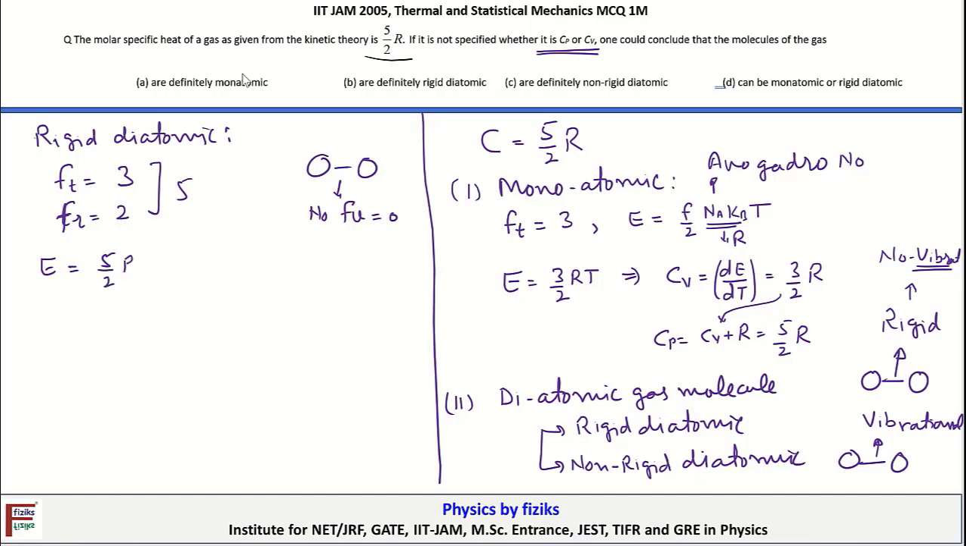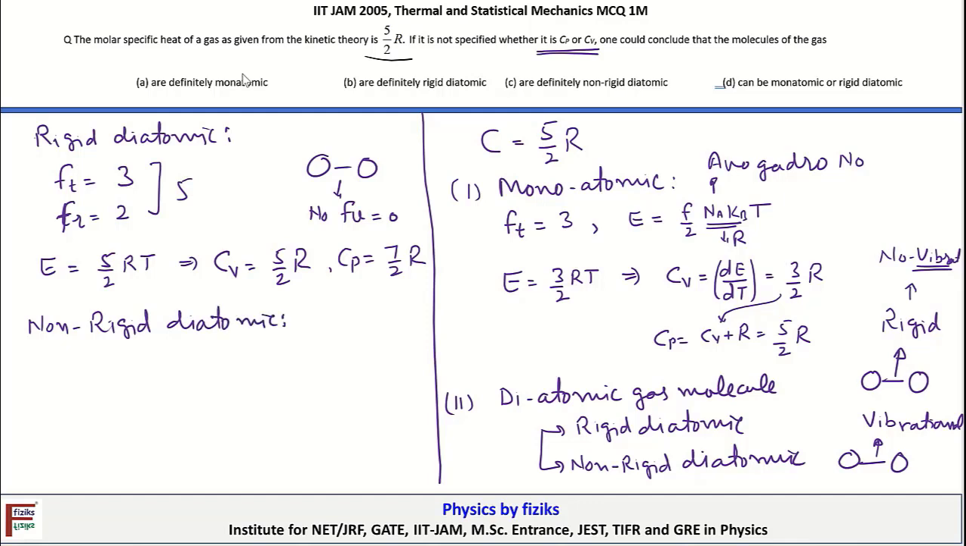So the average energy is 5/2 R T. That means Cv here will be 5/2 R, but Cp will be 7/2 R here. Now if we consider the non-rigid diatomic, in that case the difference will be here.